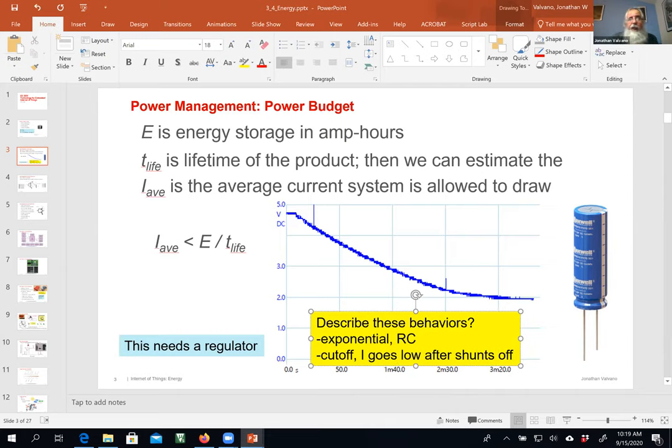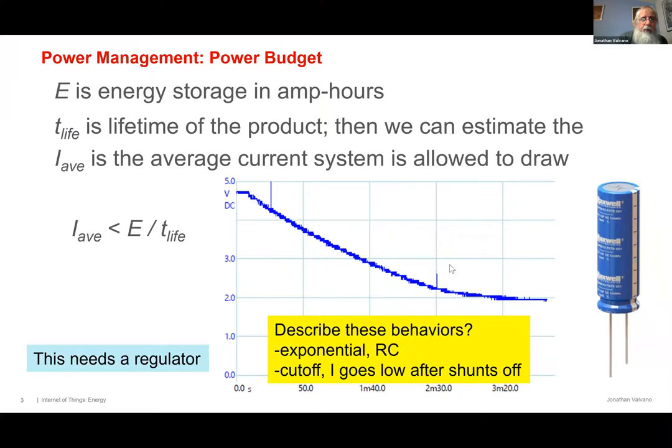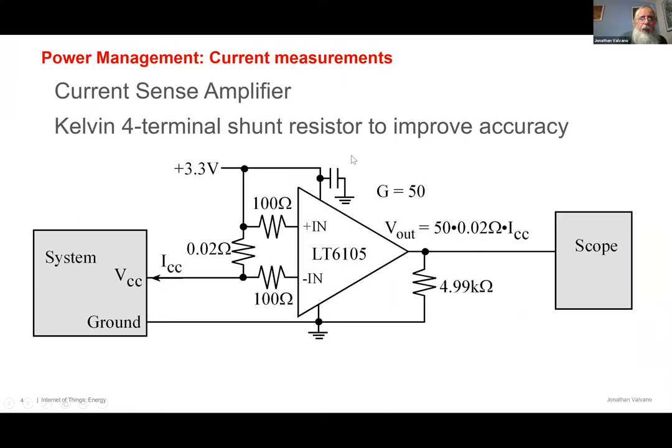So there's a regulator in this system, and once that regulator misses its dropout, the regulator no longer pushes current, and so it stops going. Okay, so this is another supercap.